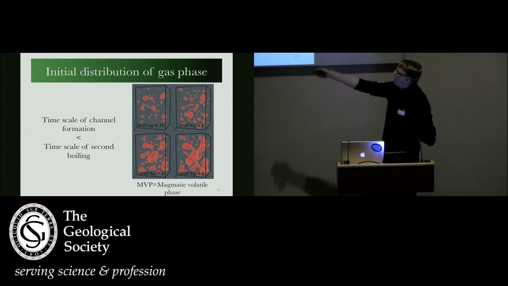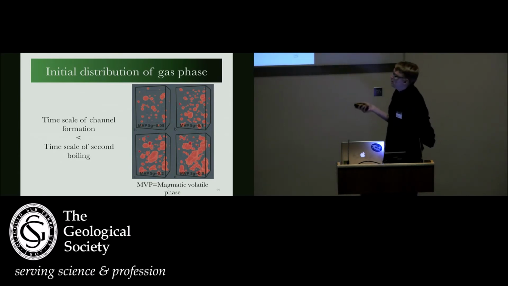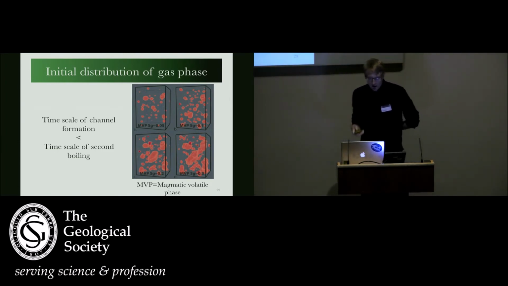And also an acronym that you'll often see appear is MVP. It's magmatic volatile phase and not most valuable player. But that comes from earlier work that Andrea has done, and they kind of stuck with that acronym. But you can think of it as the gas phase, essentially. So what you see here is different initial starting distributions of the gas phase, and you just increase it, and we try to run several scenarios.